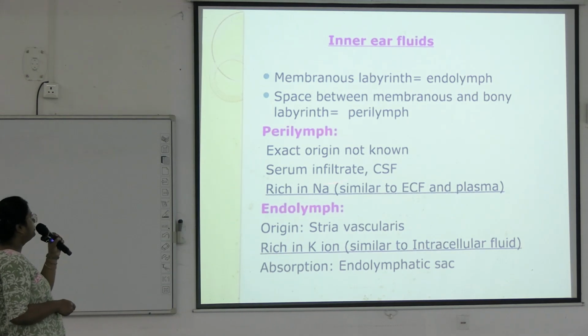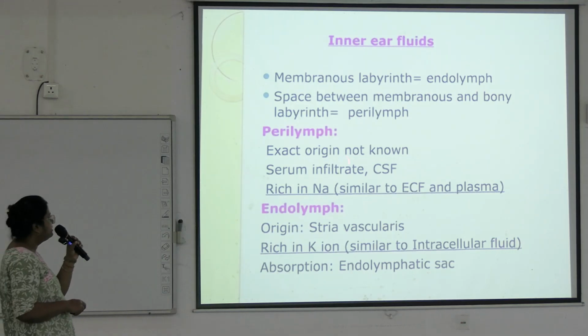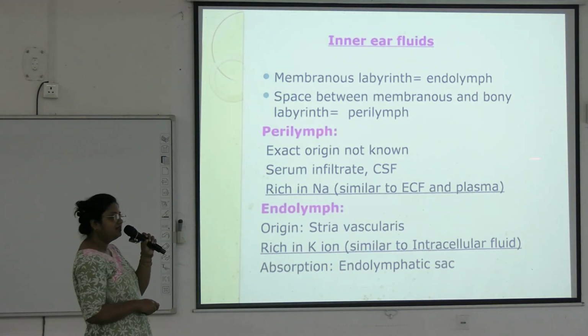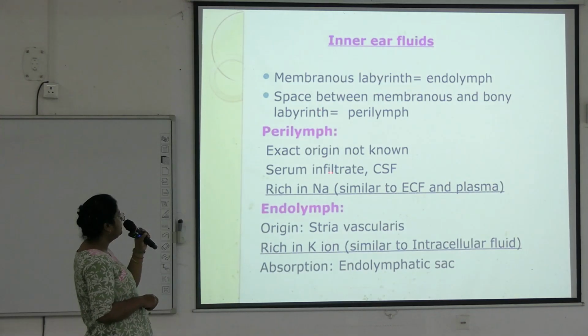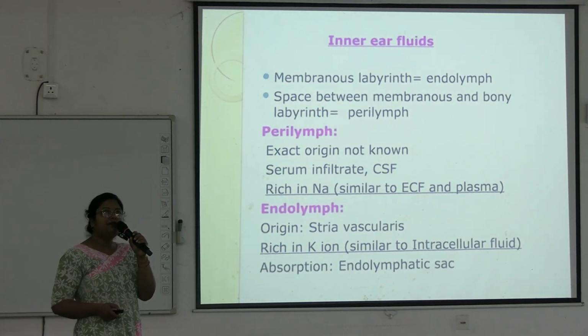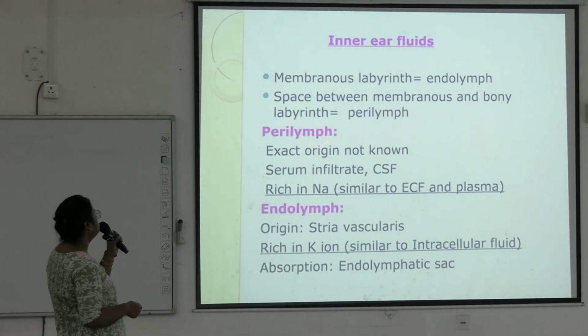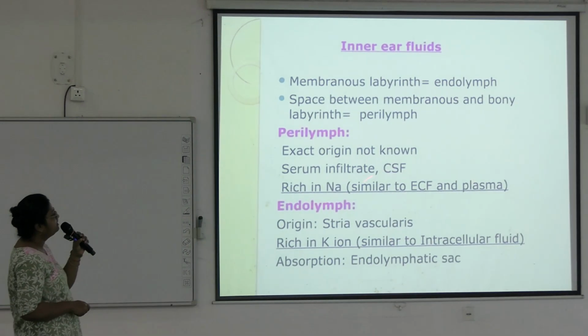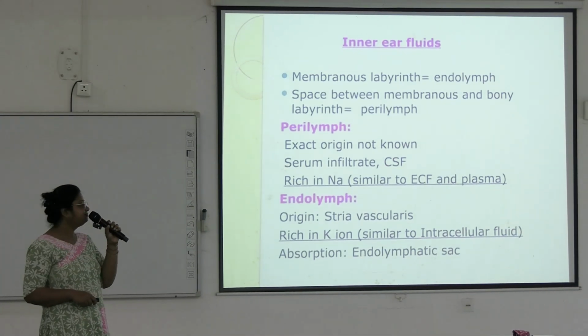The exact origin of perilymph is not known, and it is a serum infiltrate, and it resembles the CSF. This perilymph cavity is connected to the CSF cavity with the subarachnoid space, and this perilymph is rich in sodium, and it is similar to extracellular fluid and plasma.